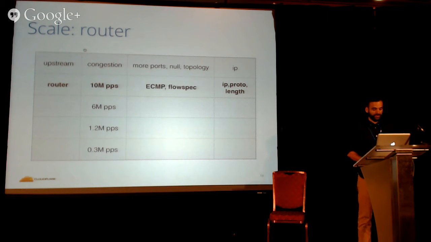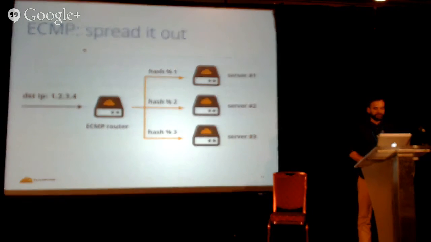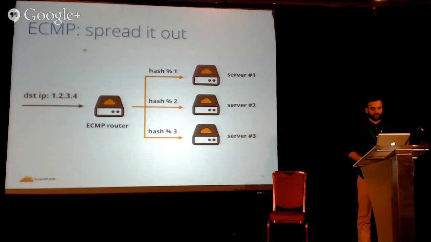And then if the flood actually can reach us, if it doesn't cause congestion, then we are using some tricks on routers, mostly ECMP, to spread the load across more than one server. So ECMP allows us to basically direct a single IP address to many servers. That works like a charm, so I highly recommend it.